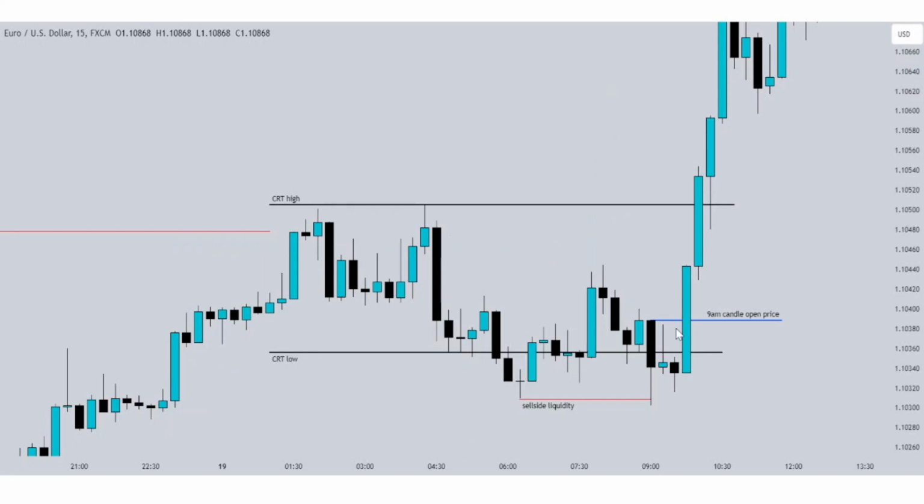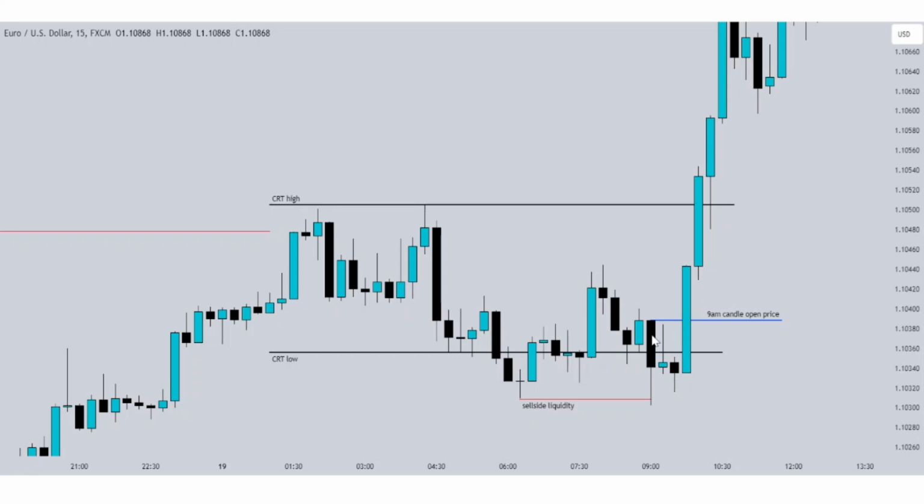On the 15 minutes, you'll be looking for a shift. You'll be looking for a run on liquidity before a shift of structure after the opening price of the 9 a.m. candle. So after the opening price of the 9 a.m. candle, you'll be anticipating price to run some sort of liquidity. You can see how price traded lower, running out the sell side liquidity. After the run on the sell side liquidity, then you look for your entry.